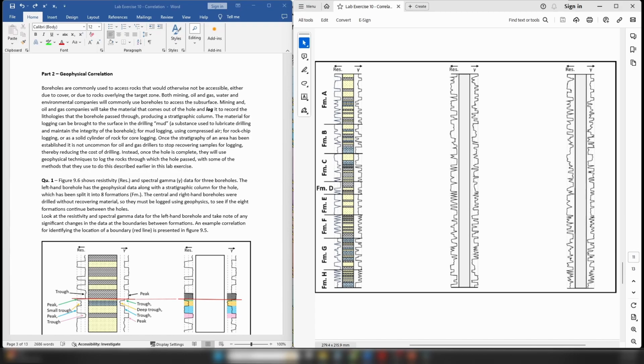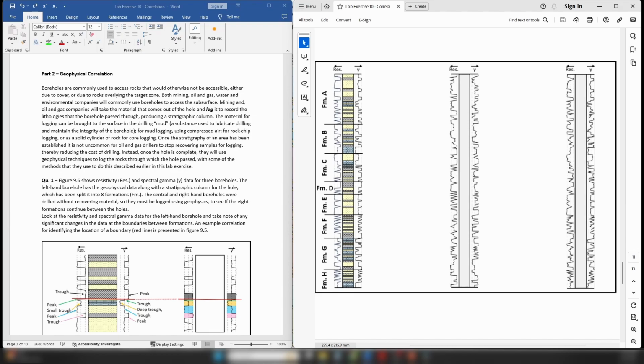Now, there are a number of ways in which you can bring this information about the rocks back to the surface. One of the more common ways is using mud logging. So the mud, or drilling mud should I say, is a material that gets injected down as part of the drilling process, and it's used to lubricate the drill bit as it passes through the rock, and it's also used to maintain the integrity of the borehole itself so it doesn't collapse.